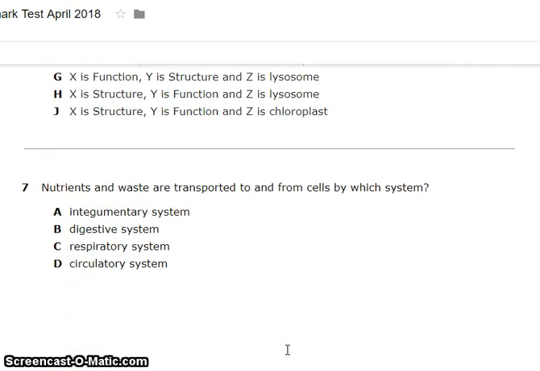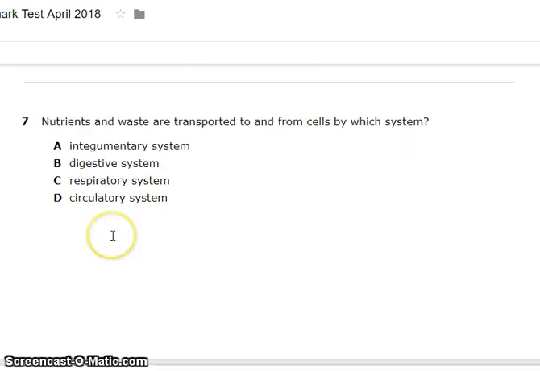Number 7. Nutrients and waste are transported to and from cells by which system? A. Integumentary system. B. Digestive system. C. Respiratory system. D. Circulatory system.